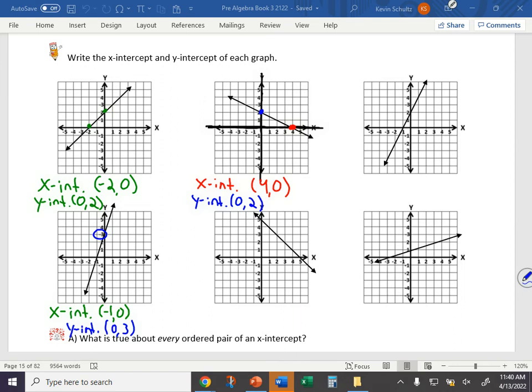Tony. So like there's always gonna be a 0 in the... Yes, for an x-intercept and y-intercept, you'll always have one of the values be 0.